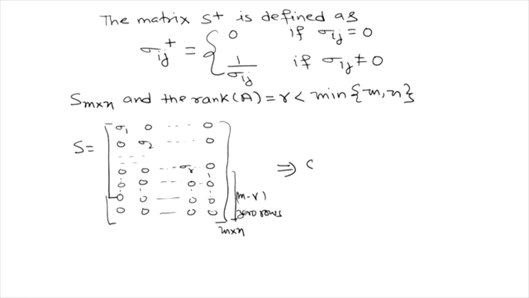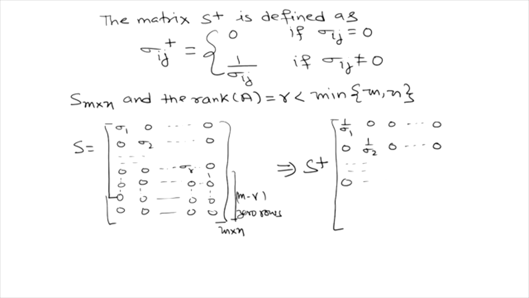In this case, your S plus will become an n by m matrix, which has 1 upon sigma 1, because sigma 1 is non-zero here. So, it will become 1 upon sigma 1, 0, 0, 0, 0, 1 upon sigma 2, 0.